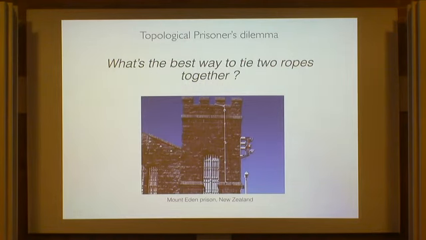If you want to escape from prison, what would be the best way of tying two ropes together? That's the question. If you tie two lines together, you would actually call that a tangle, not a knot, but we call them knots anyway. This is from a real prison break here in New Zealand.